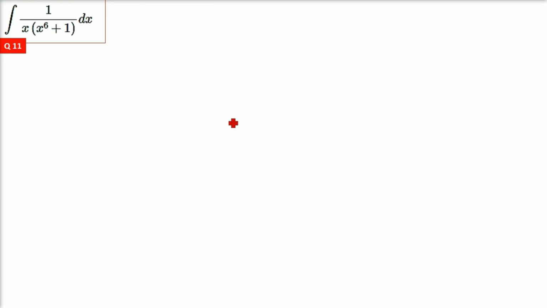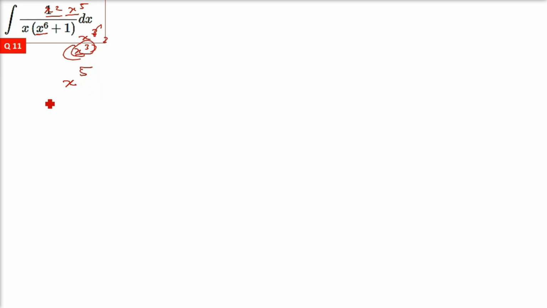1 by x into x raised 6 plus 1. This is a different kind of question, because x raised 6 cannot give you x. How will you make it x raised 6? The better way is that x cube you can make as x cube to the power 2, but that will not solve our purpose, because in the numerator we need at least x square so that we can get it from x raised 3, or you need some x raised 5, because when you differentiate x raised 6 it will give x to the power 5.